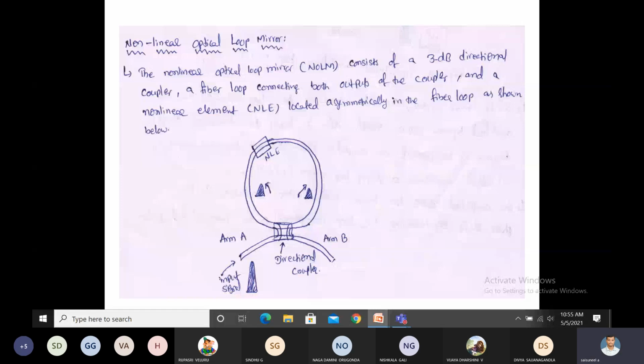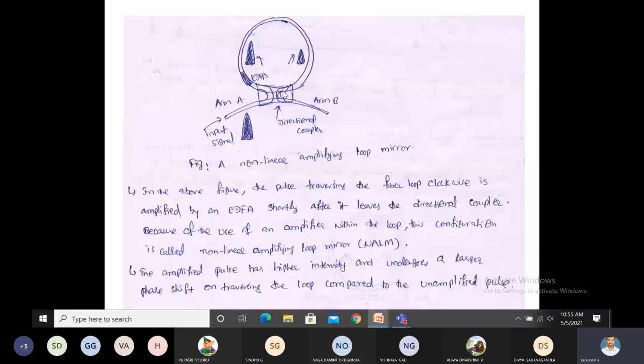That's why we go for the next one. Here, see this one. At that time, we add an amplifier. Here we are giving input at arm A. The power is divided: half goes in the anti-clockwise direction, and half goes in the clockwise direction. But we are using an EDFA architecture. What is EDFA? Erbium doped fiber amplifier.